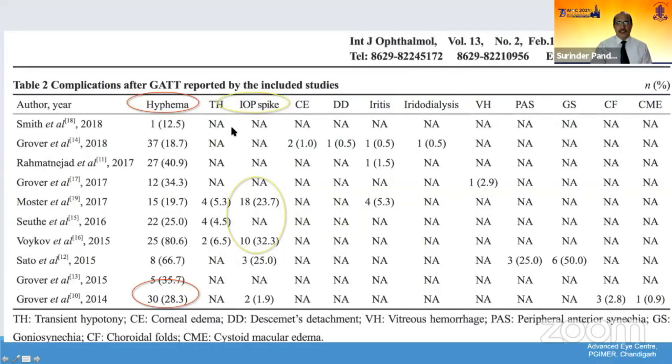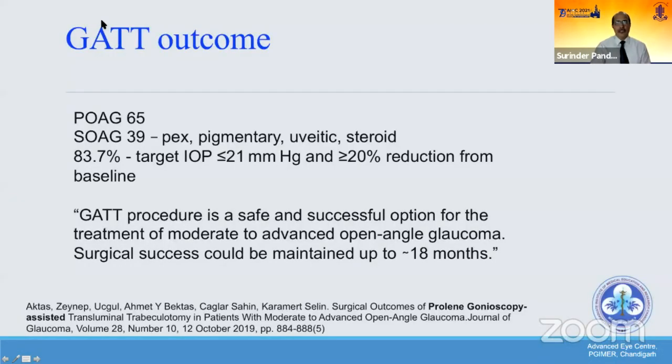Some people may experience an IOP spike, and that needs to be taken care of. So we have to watch for the IOP spike in the post-operative period and control it with anti-glaucoma drugs if that happens. Apart from that, other complications are very negligible. There is a low rate of complications.